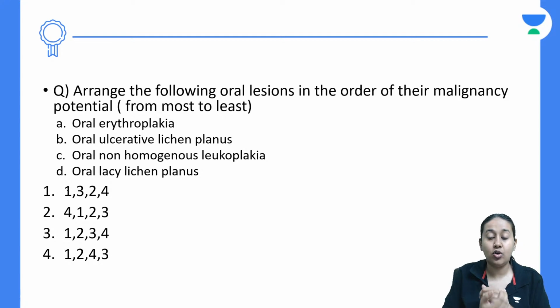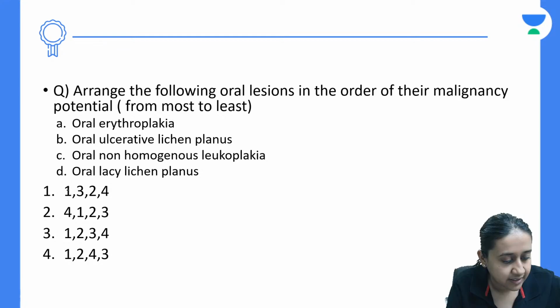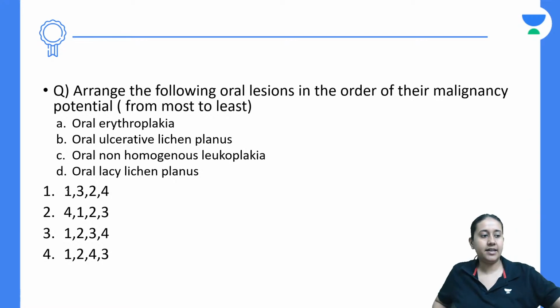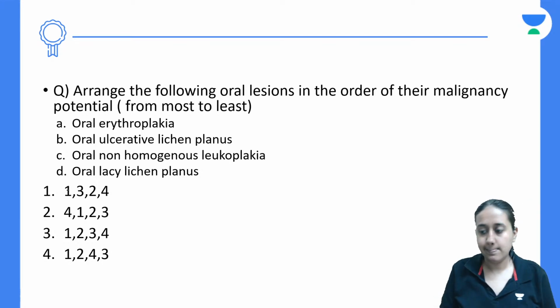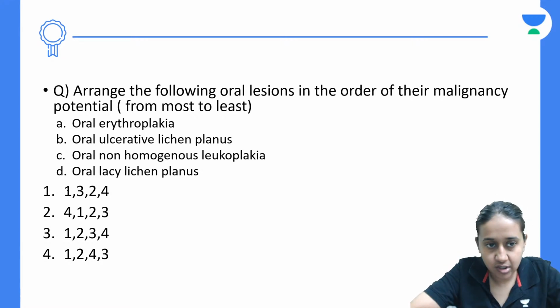Arrange the following lesions in order of their malignancy, which is most malignant and which is the least malignant. You have to arrange them in sequence, from most to least. Anyone can tell me the answer? Which is having more malignant potential compared to the other one?